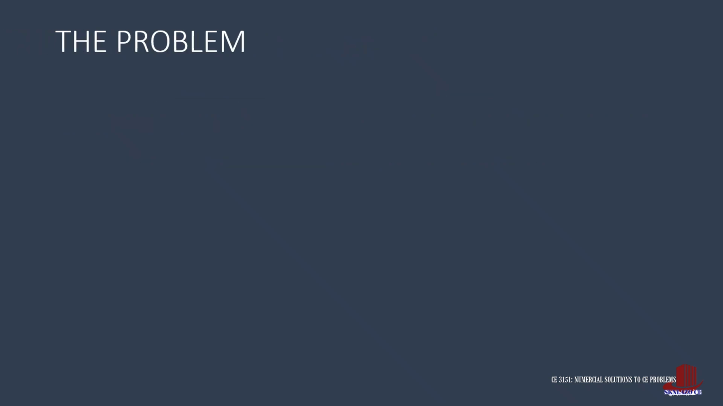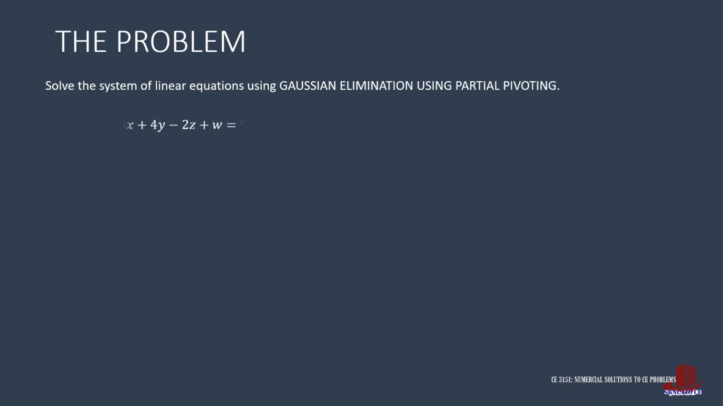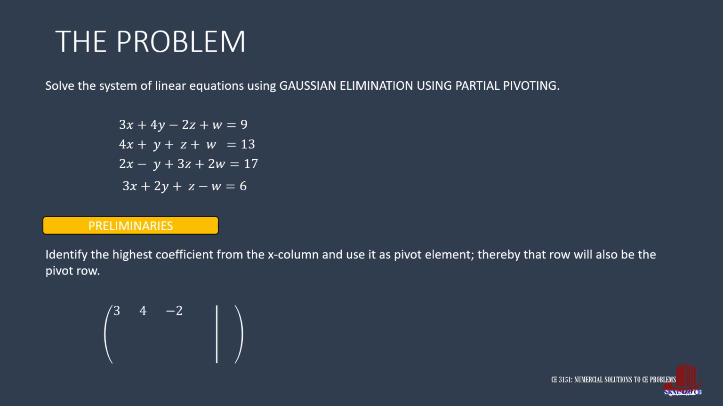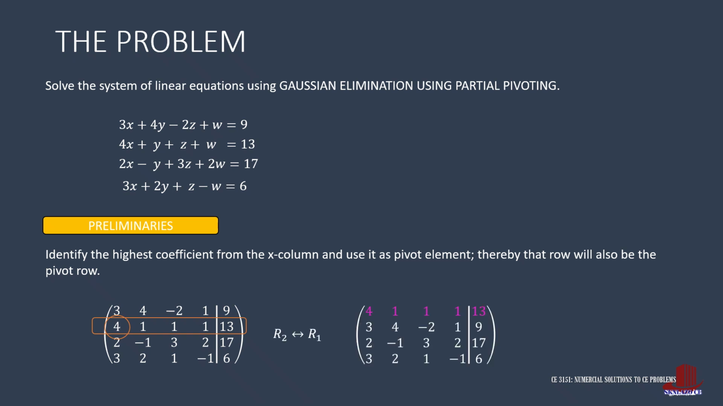The problem for the first example is the same system as from Gaussian elimination without pivoting, a system with 4 unknowns and 4 equations. Before starting with the process, we are to look for the pivot element. This is through comparing the x coefficients and taking the dominant element. In this example, it is 4x from row 2. The second row then has to be moved to the first row by interchanging rows 1 and 2.